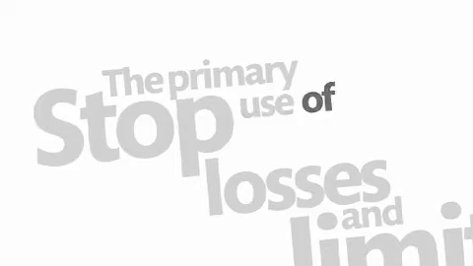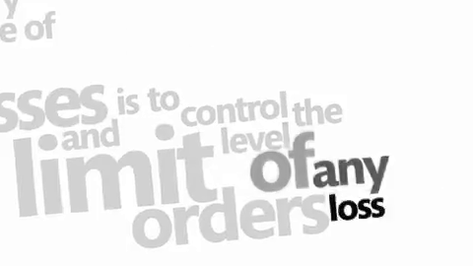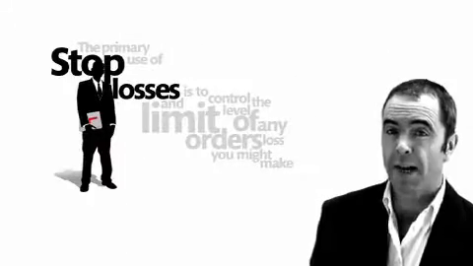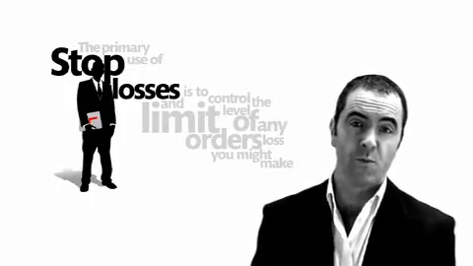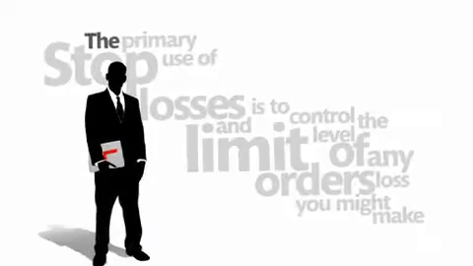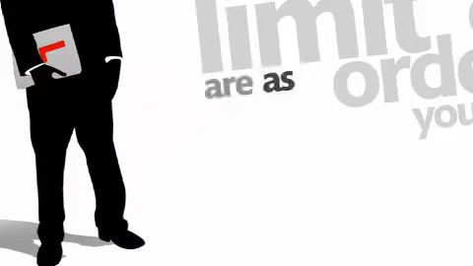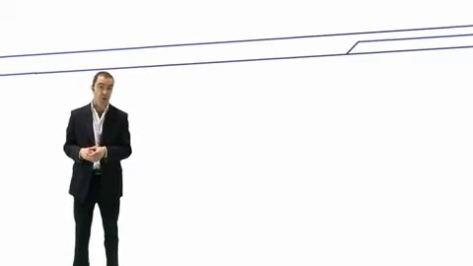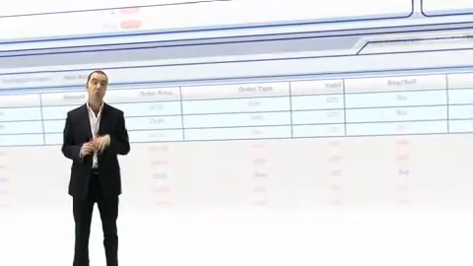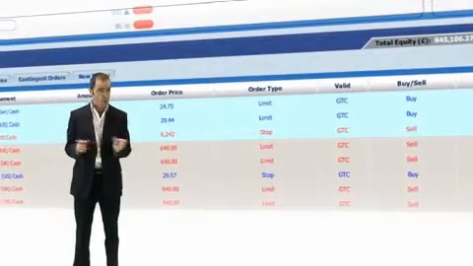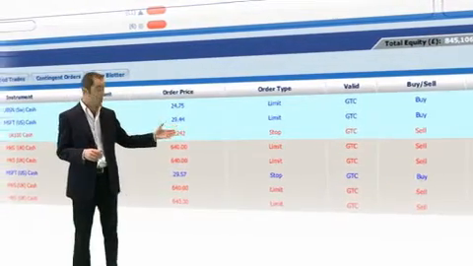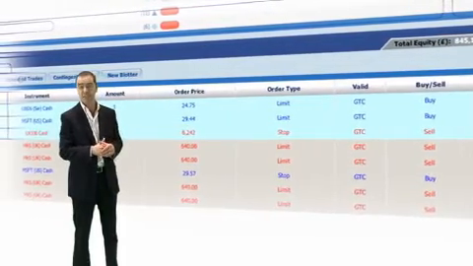The primary use of stop losses is to control the level of any loss you might make, and I'd recommend that as a new client you always use them whenever you trade. The primary use of limit orders are as instructions to take profits at a level pre-selected by you. Both are generally used to close a trade at a specific level, but they can also both be used to open a brand new position, which is why when you close a position, you're always reminded that if there are any stop or limit orders alongside that trade, to cancel them too.